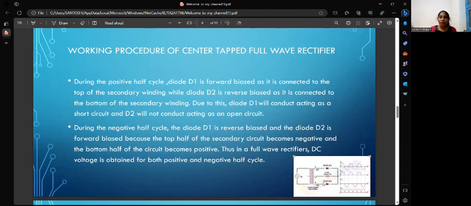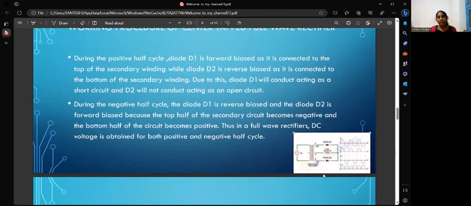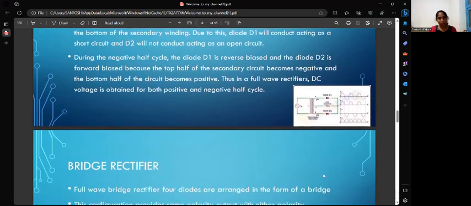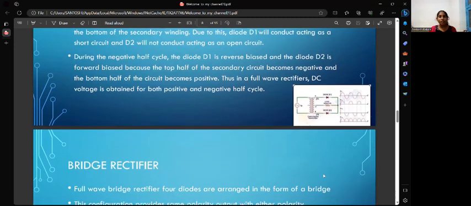During the negative half of the cycle, diode D1 will be reverse biased and diode D2 will be forward biased, because the top half of the secondary circuit becomes negative and the bottom of the circuit becomes positive. Thus, in this full wave rectifier, the DC voltage is obtained from both half cycles, the positive half cycle and also the negative half cycle.